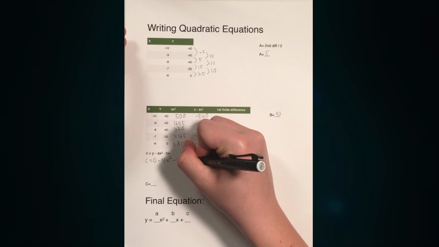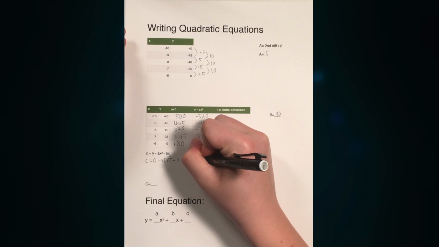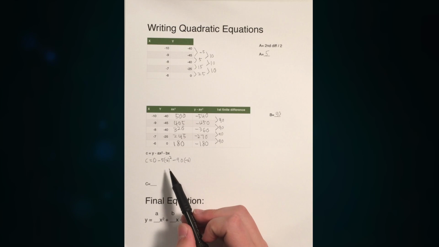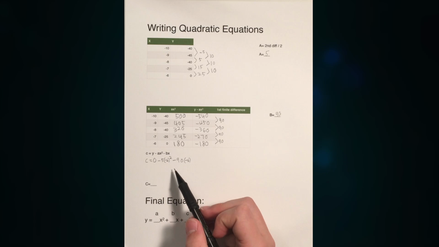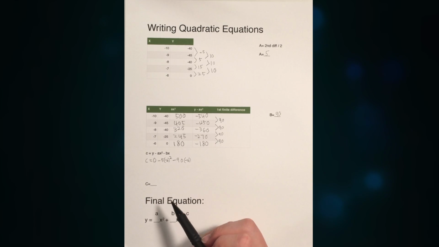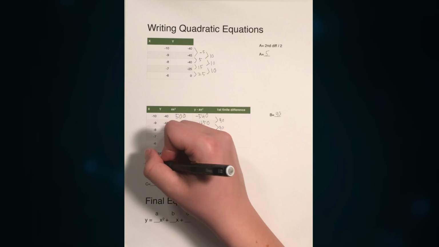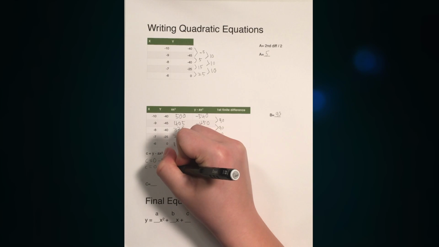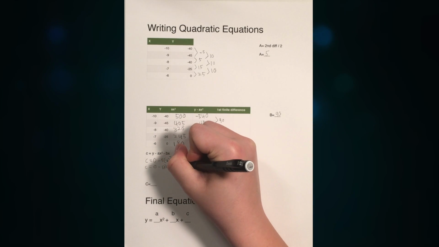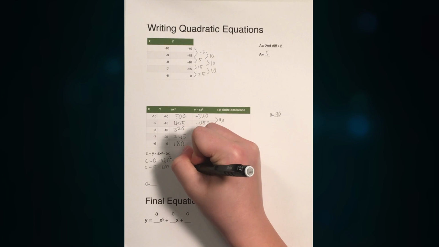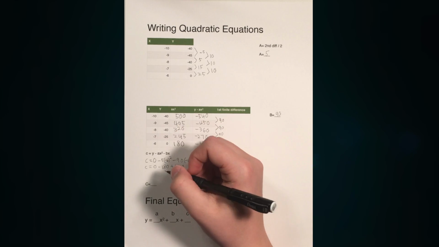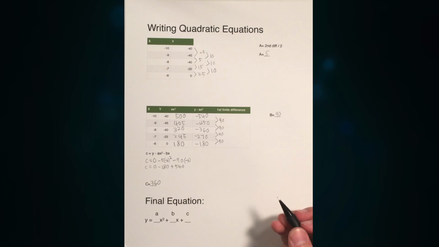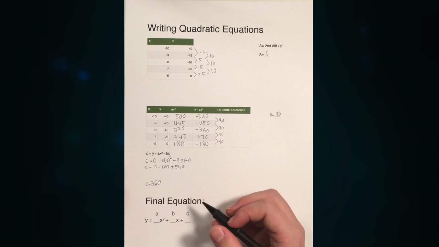times -6, or our x value. So here you get c equals 0, minus 5 times -6 squared, minus 90 times -6. So if you go ahead and do that, you'll get c equals 0 minus 180 plus 540. And what does that equal? C equals 360. Now all you have left is to put that into your final equation.